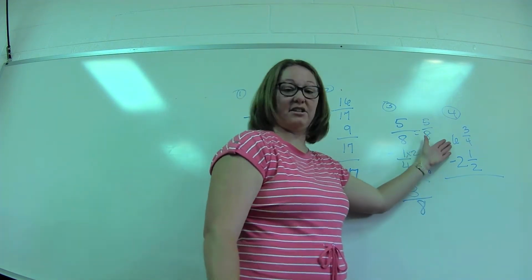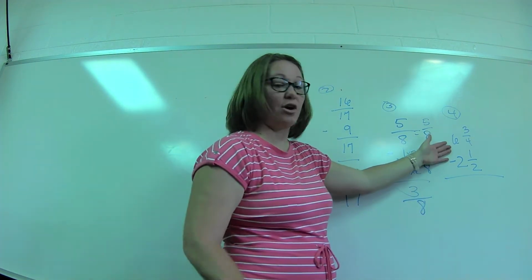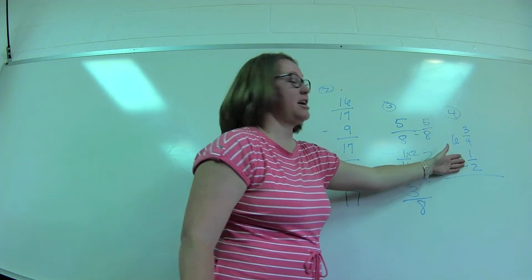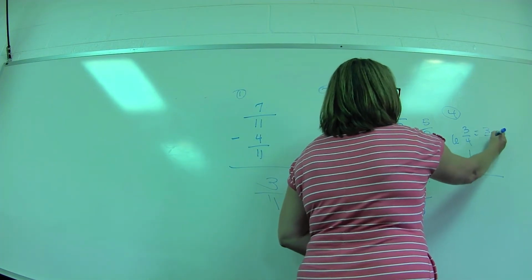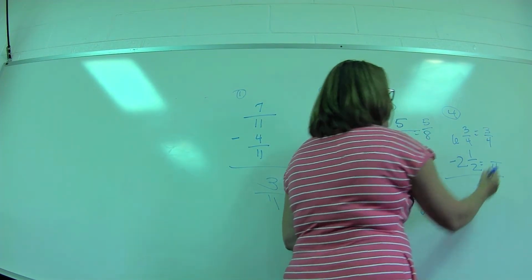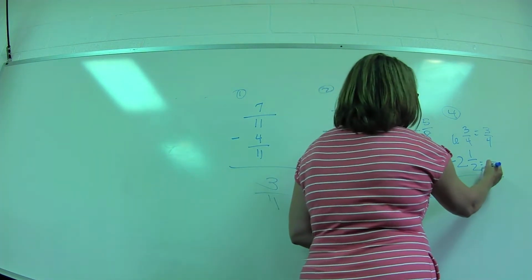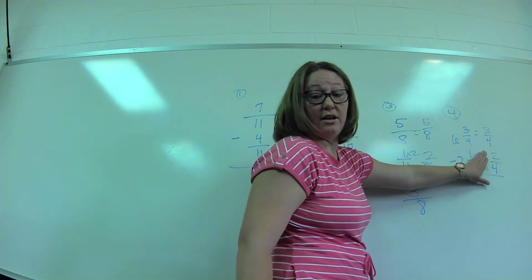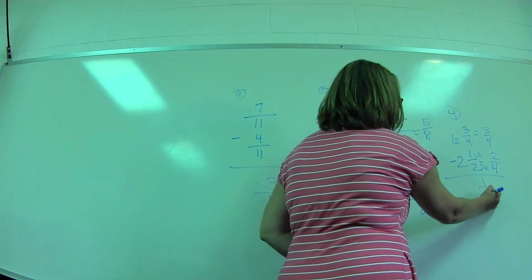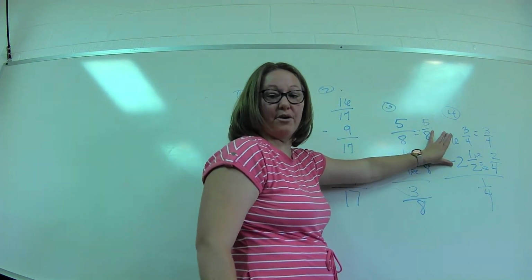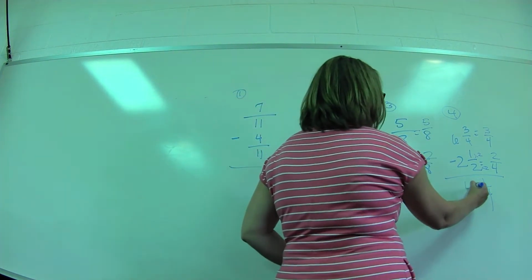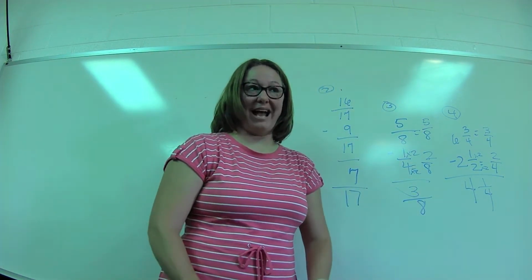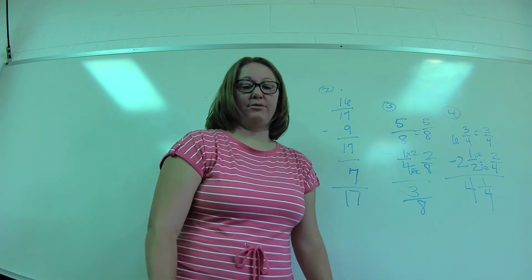Now notice I have some mixed numbers over here. We do the same thing. We start with the fraction. 3/4 minus 1/2. Need the common denominator. Right, so 3/4 stays 3/4. 1/2, 2 goes into 4 2 times. So 1 times 2 gives me 2/4. Now I subtract 3/4 minus 2/4 gives you 1/4. Now I subtract the whole number. 6 minus 2 gives you 4. 4 and 1/4.